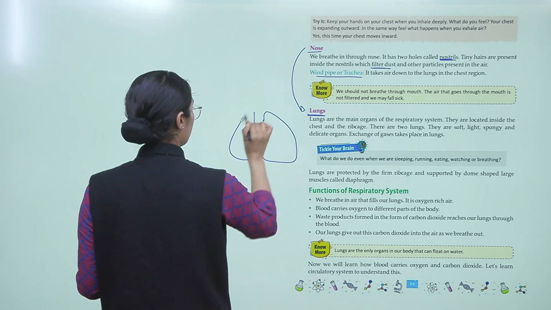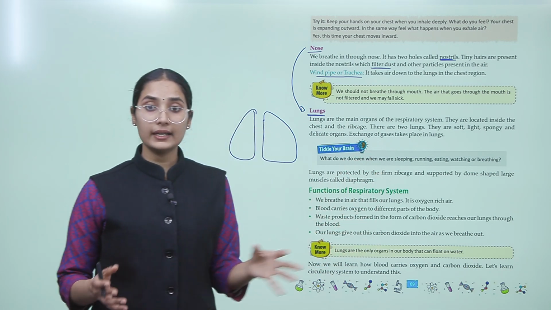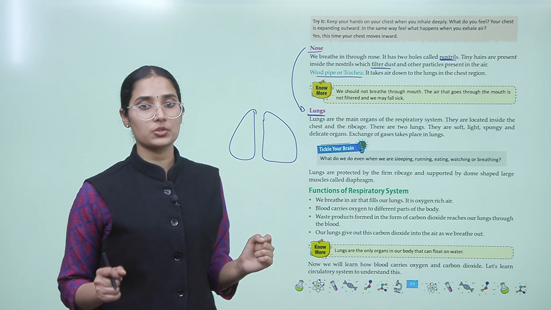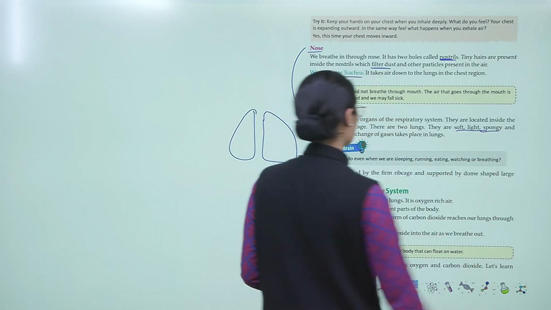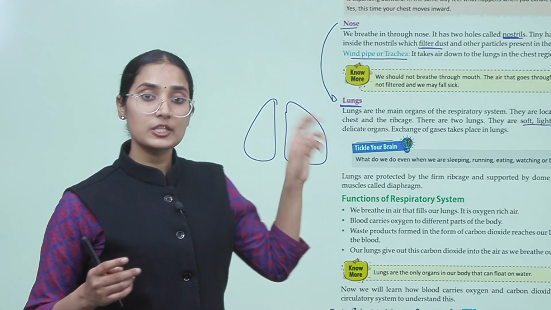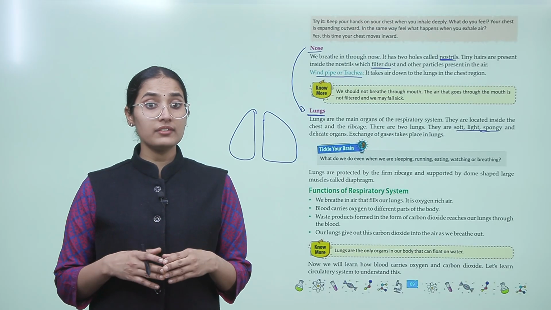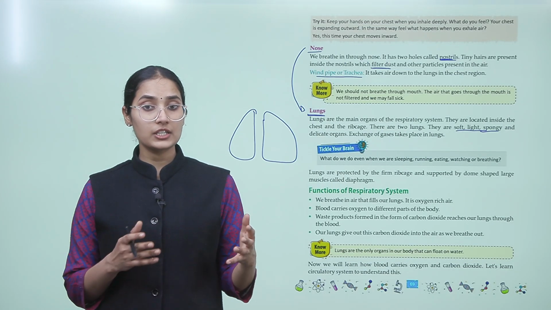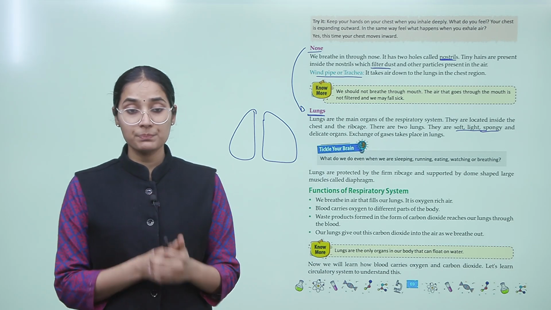We have two lungs. They are soft, light, spongy and delicate organs, okay? They are not heavy, they are soft, light and spongy. The exchange of gases like carbon dioxide and oxygen takes place here in the lungs, okay? Now tell me, what do we do even when we are sleeping, running, eating, watching or breathing? So think upon this question, okay?